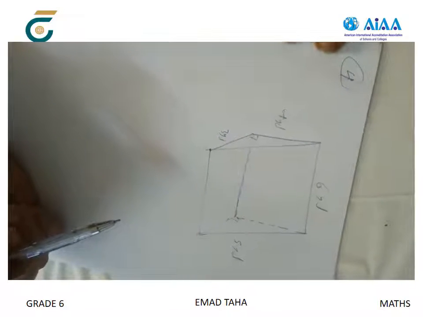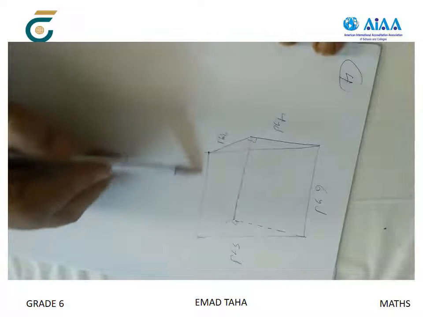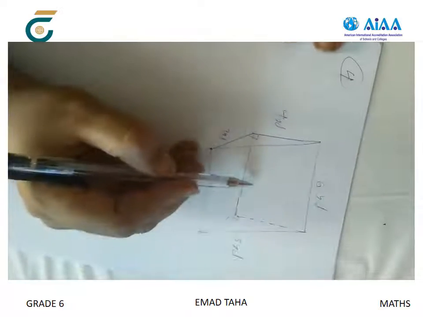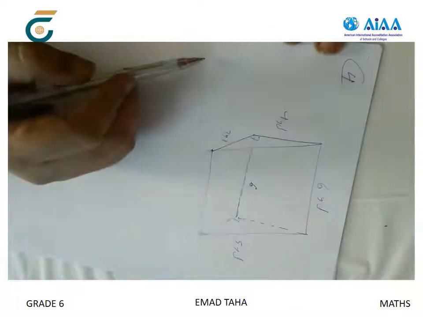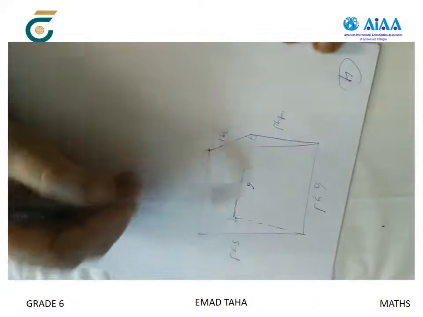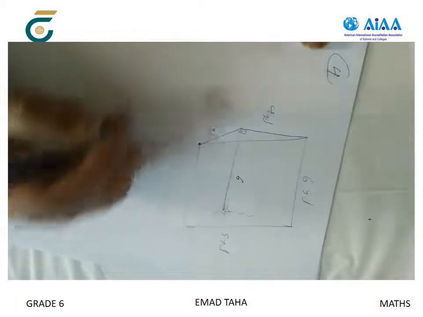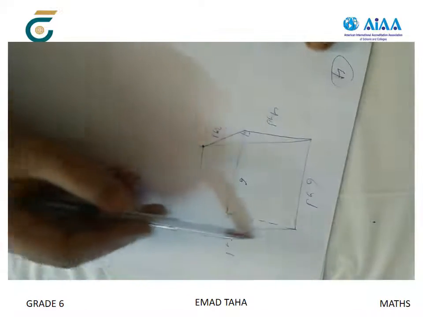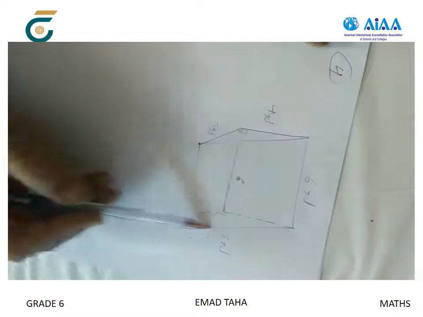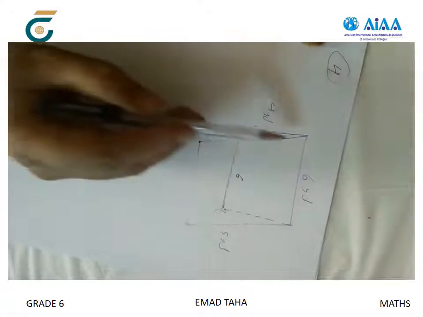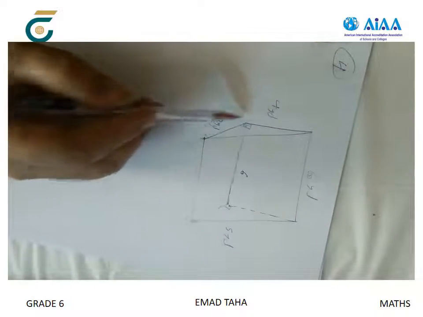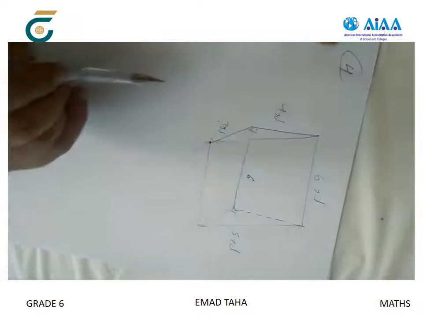Another problem: we have a triangular prism, triangular because its base is a triangle. So how many faces are here? We have a rectangle with dimensions 3 and 6. And we have a rectangle with dimensions 6 and 4, and the last one, a big rectangle, with dimensions 6 and 5. And we have 2 triangles here and here. Their base and height are 4 and 3, and they are identical.